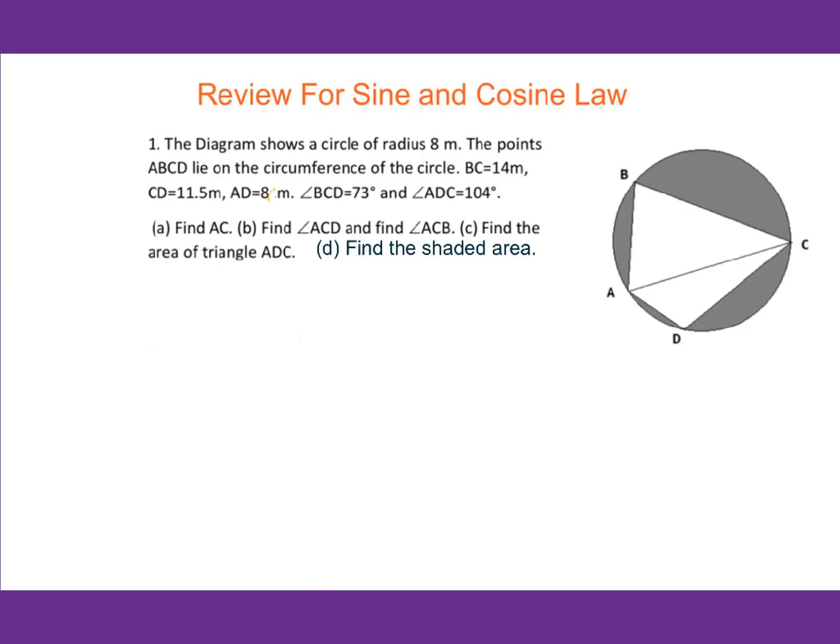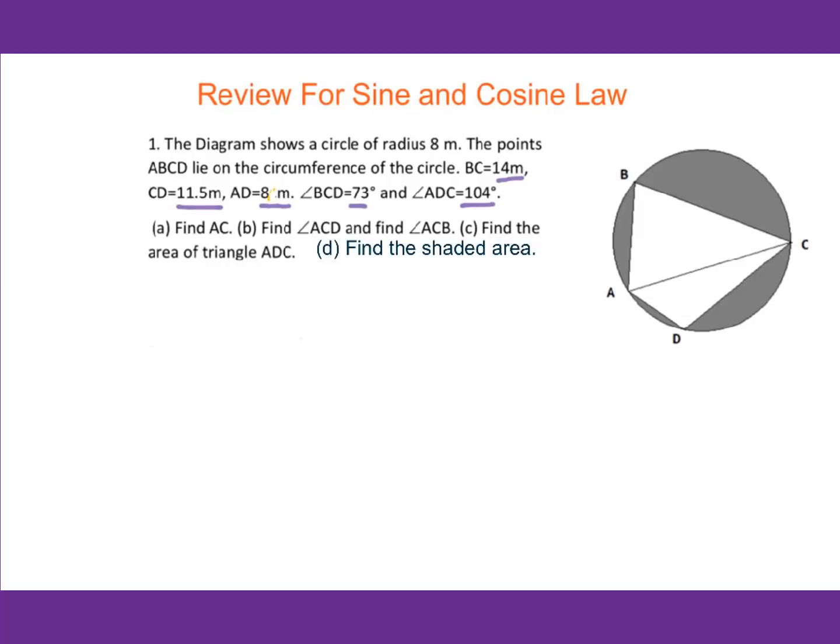Number 1. The diagram shows a circle of radius 8 meters. The points A, B, C, D lie on the circumference of the circle. BC equals 14 meters. CD equals 11.5 meters. AD equals 8 meters. Angle BCD equals 73 degrees. Angle ADC equals 104 degrees.